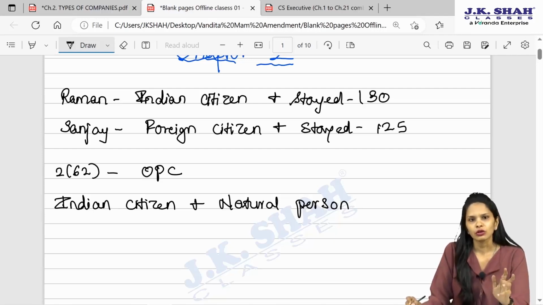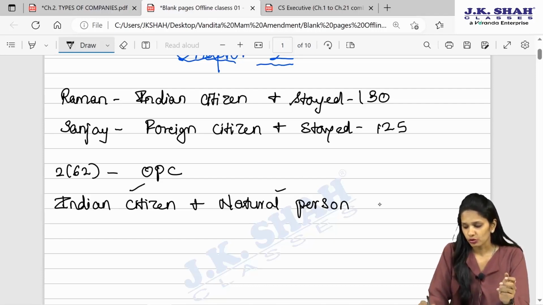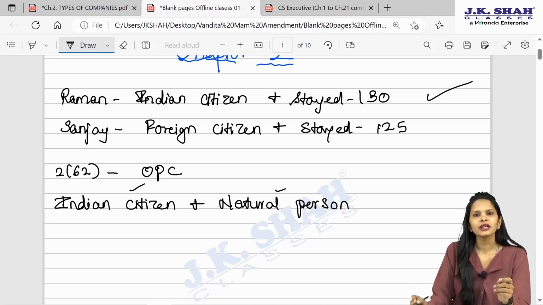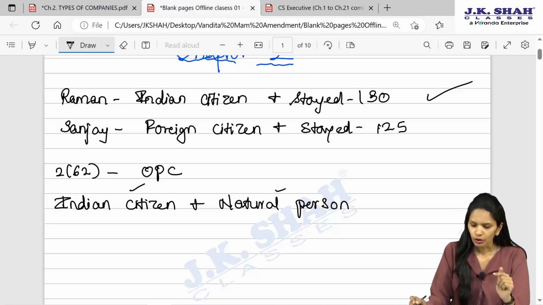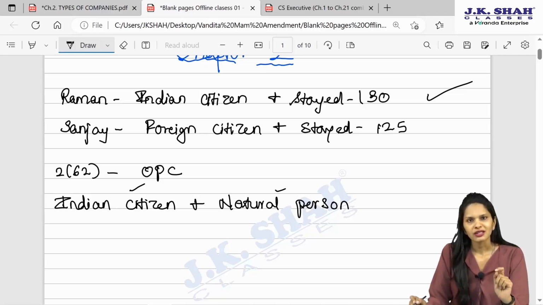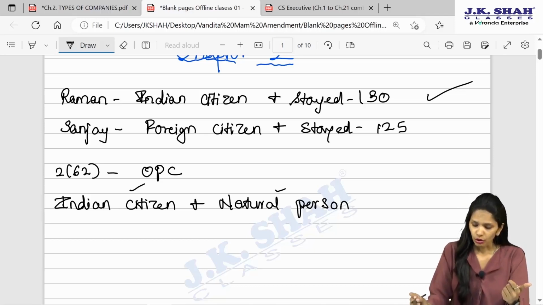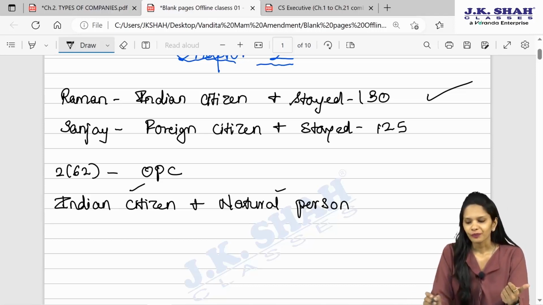Now when you analyze the case law, students, look at the information of Raman. Is he an Indian citizen? Yes. So the first requirement is fulfilled, and he is a natural person also. So can Raman incorporate an OPC in India? The answer is yes. Now the second question is, can Raman appoint Sanjay as a nominee? For the nominee the rules are the same. Just like a member of an OPC, even the nominee has to be a natural person and an Indian citizen. So over here Sanjay is a foreign citizen, so he is not qualifying. When he is not qualifying, he cannot be named as a nominee.